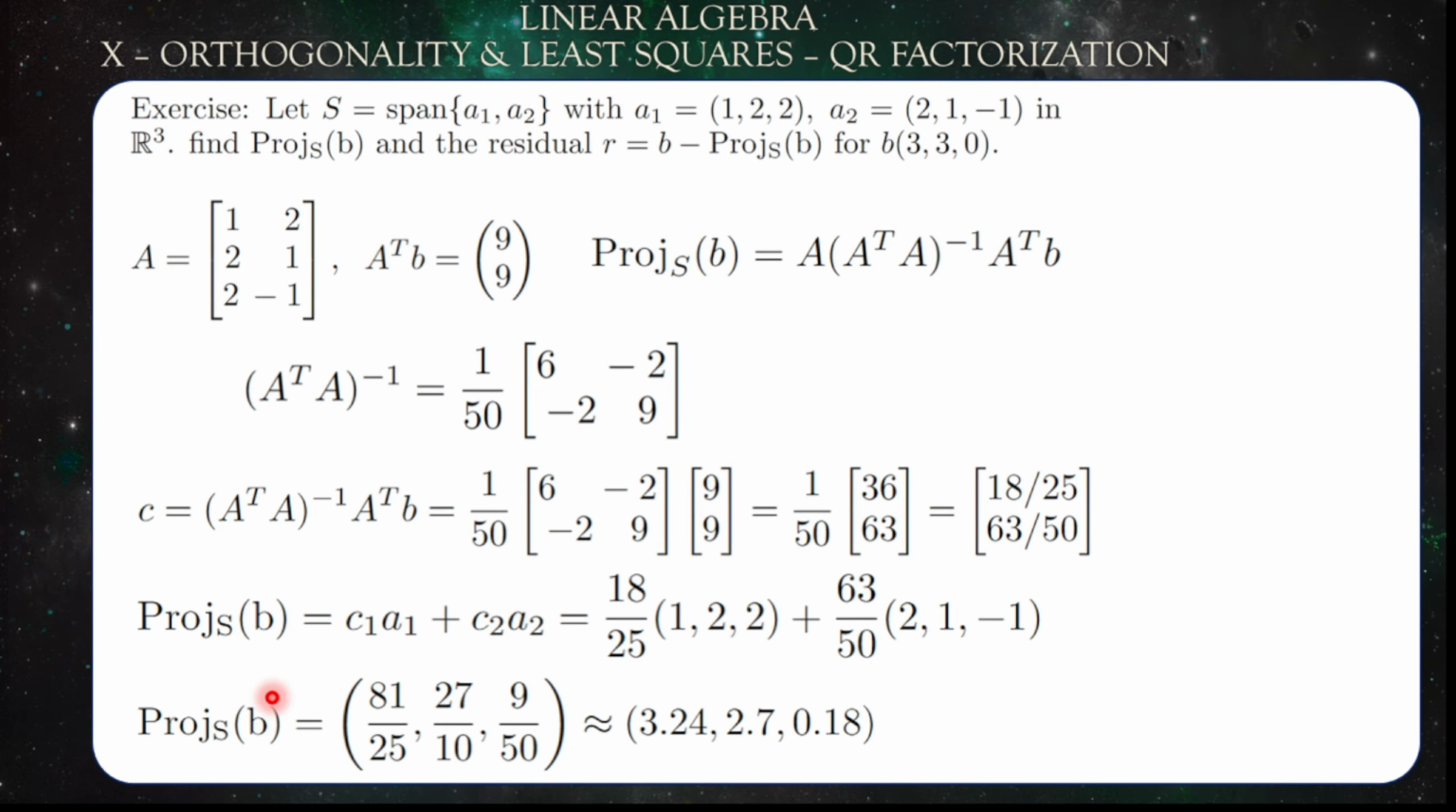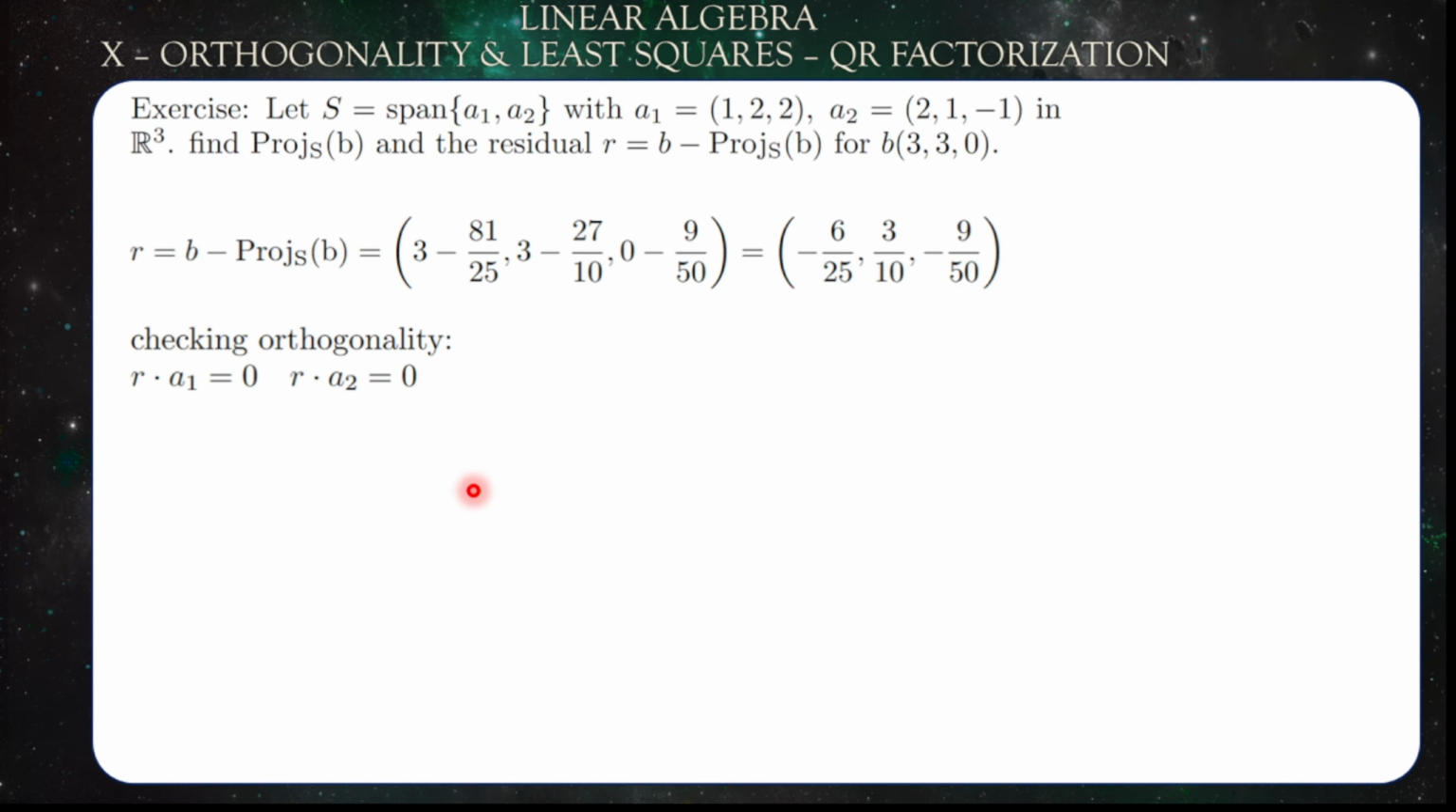So the projection of B over S is given by, you get 3 elements, of course: 81 divided by 25, 27 divided by 10, 9 divided by 50, approximately 3.24, 2.7, 0.18. So this is the final answer.